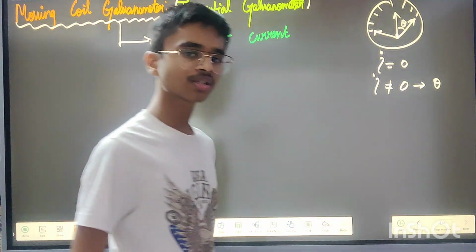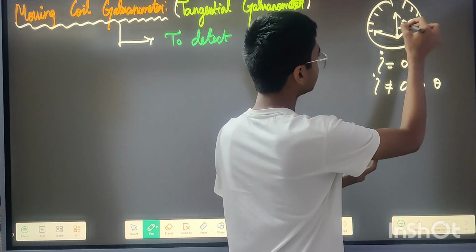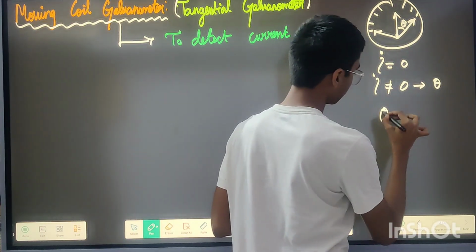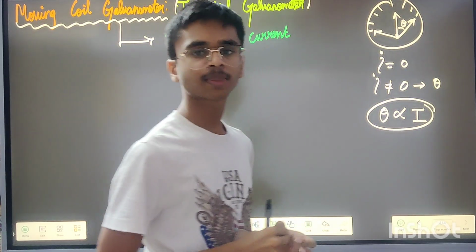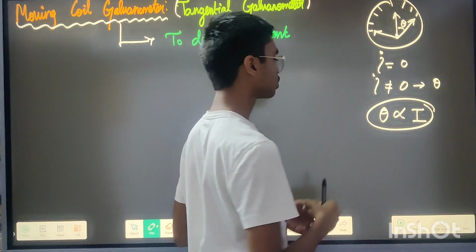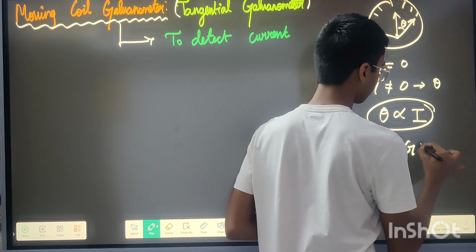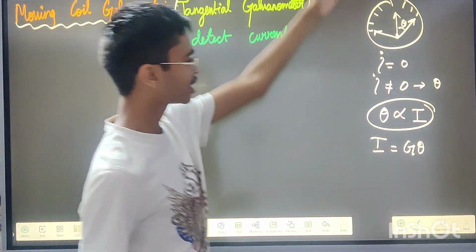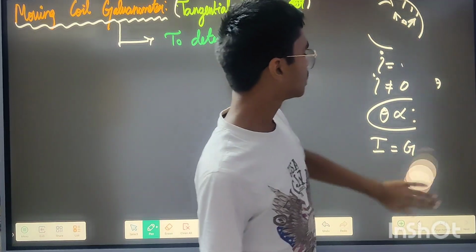I'll erase this also because this is just some basic concepts that you have to know. We can also say that when the deflection is very high, it is directly proportional to the current. And in order to remove that proportionality, you can say that I is equal to g theta. This is what we are going to prove over here, what I just said within some statements. So that is what we are going to see.